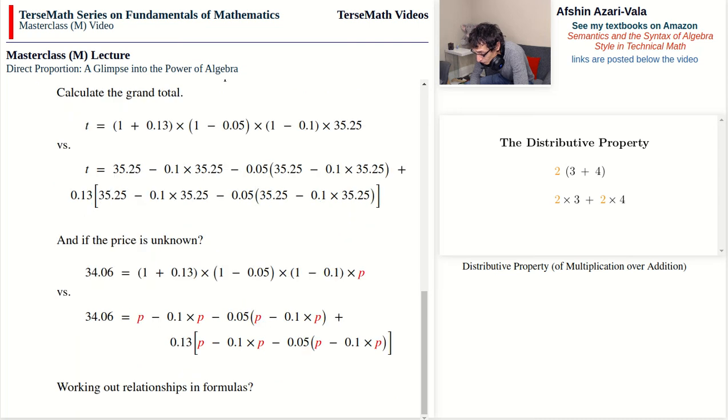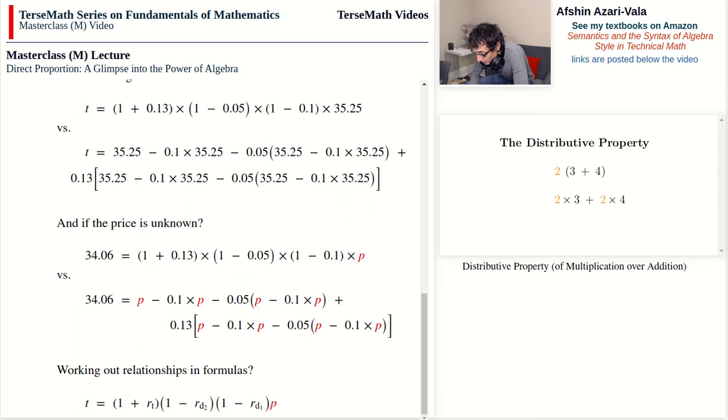And when we talk about formulas, it gets even worse. When I take a look at this equation, I can tell you, by just looking at it, at a glance, that the total and the price are directly proportional. That means that if you double the value of one, the other one doubles up. So if something is twice more expensive, the grand total will be twice the amount. If something is half as expensive, grand total will be half the amount.